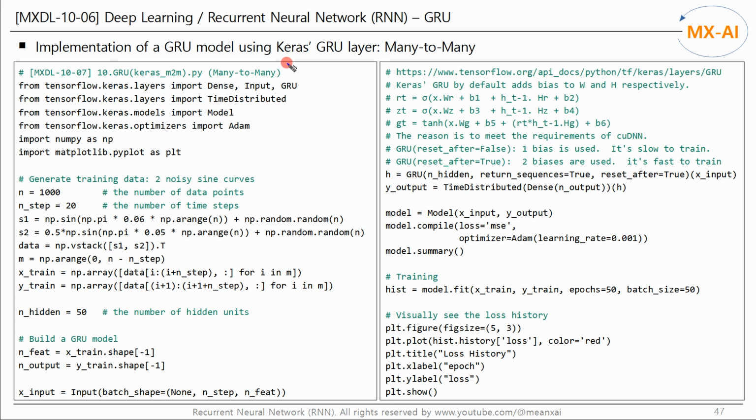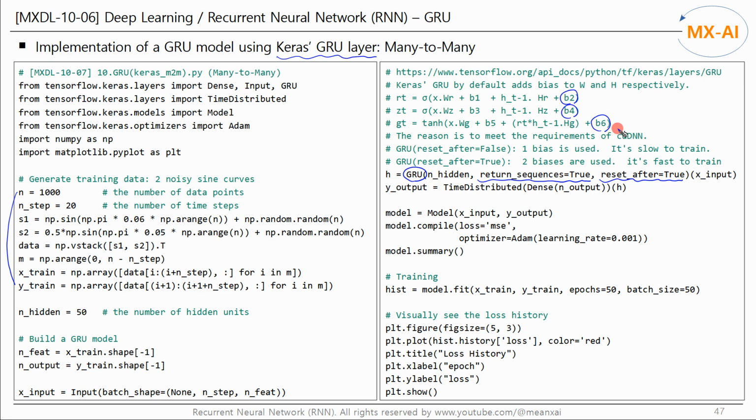Finally, let's implement a many-to-many model using Keras GRU class. The dataset we will use is the same as the previous code. Create a recurrent layer using Keras GRU class. Since this is a many-to-many model, set return sequences to true. And set the reset after argument to true. This is to meet the requirements of cuDNN to improve GPU efficiency. This will speed up the training process. This will use separate biases for W and H when calculating the output of each gate.